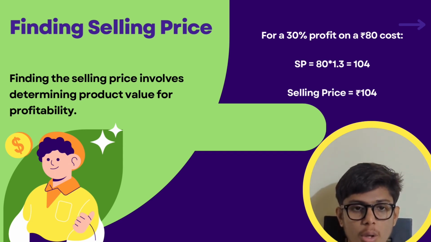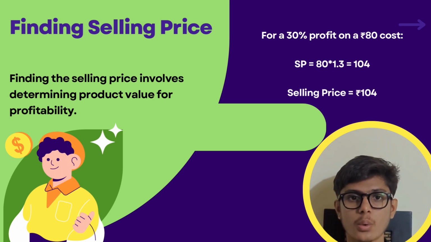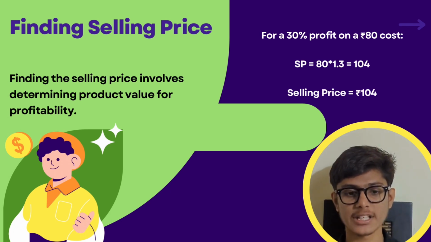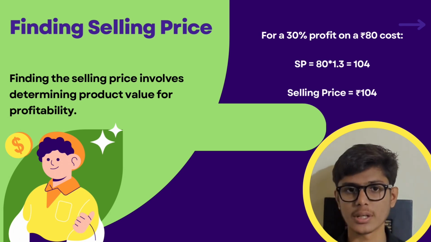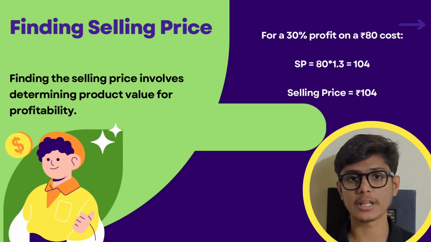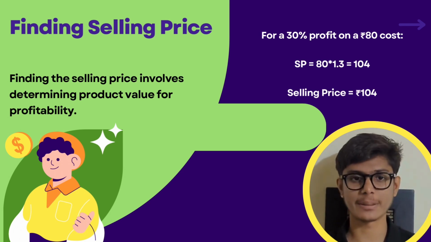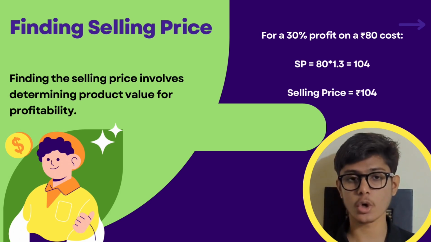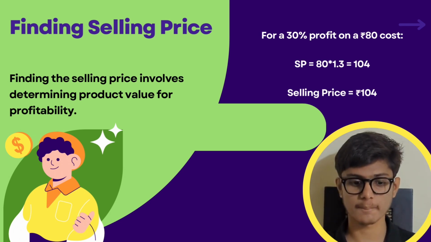In this video I will be explaining how to find the selling price. Before we learn how to find the selling price, we need to know what selling price is. Selling price is generally the price at which something is being sold. The definition of selling price could be that it involves determining product value for profitability. The formula for calculating selling price is cost price into 1 plus profit percentage upon 100.